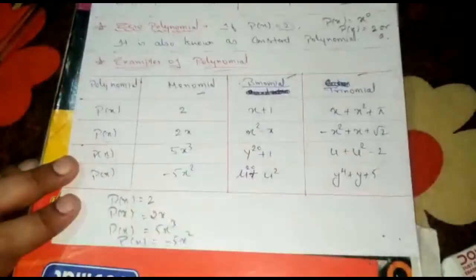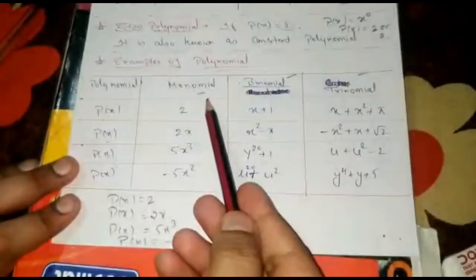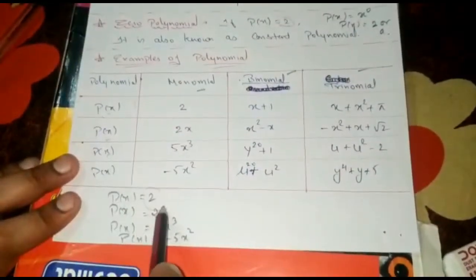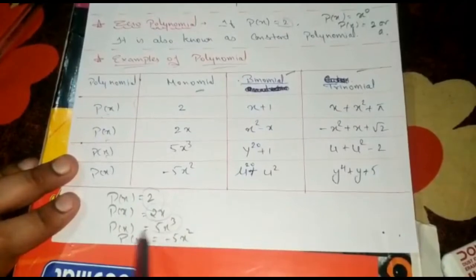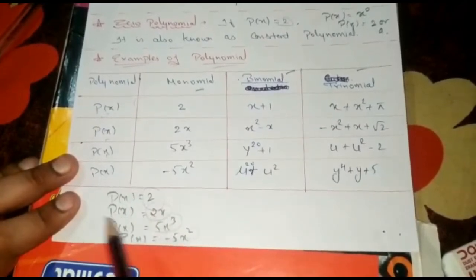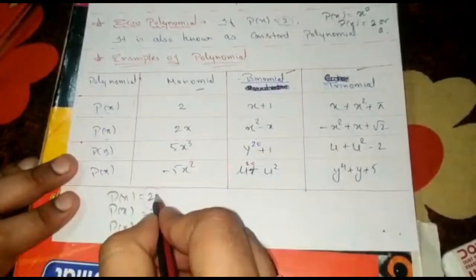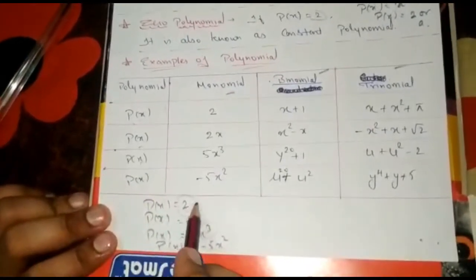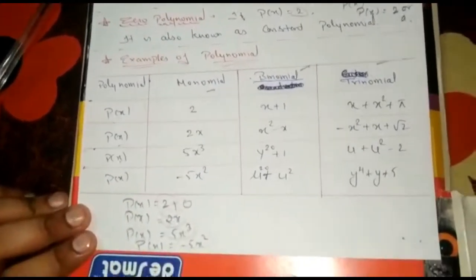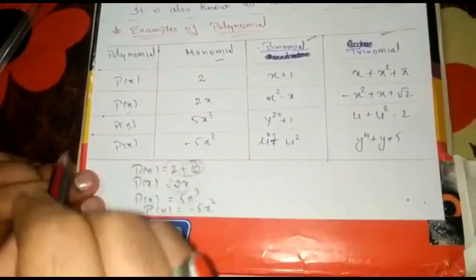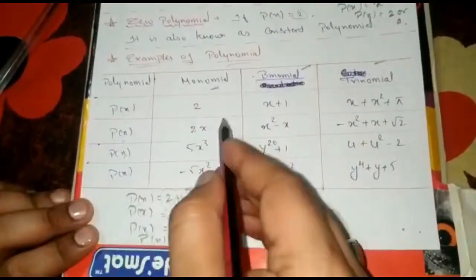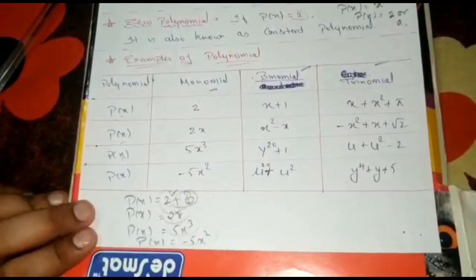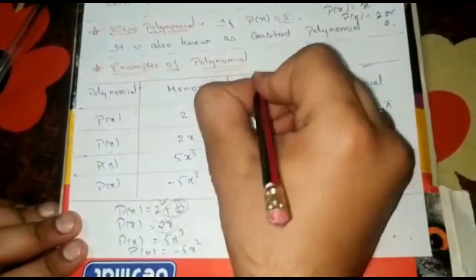Now let us understand what monomials are. Monomials are expressions which consist of only one term. That means there is no other term, nothing is added or subtracted with that particular term. So monomials are types of polynomial that consist of only one term. Mono means one.